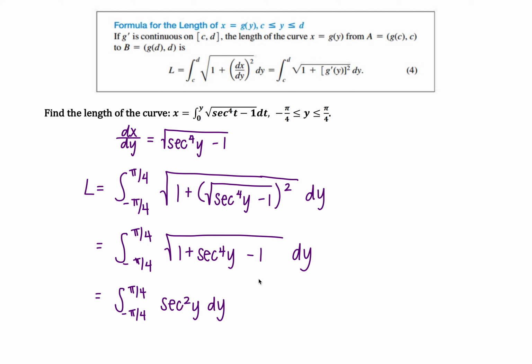When you integrate secant squared, you just get tangent. So we're now going to just look at tangent y and evaluate that from y is negative pi over 4 to positive pi over 4. The tangent of pi over 4 is positive 1 minus the tangent of negative pi over 4 is a negative 1. So we have 1 minus negative 1, which just equals 2. So the distance here would be 2 units.